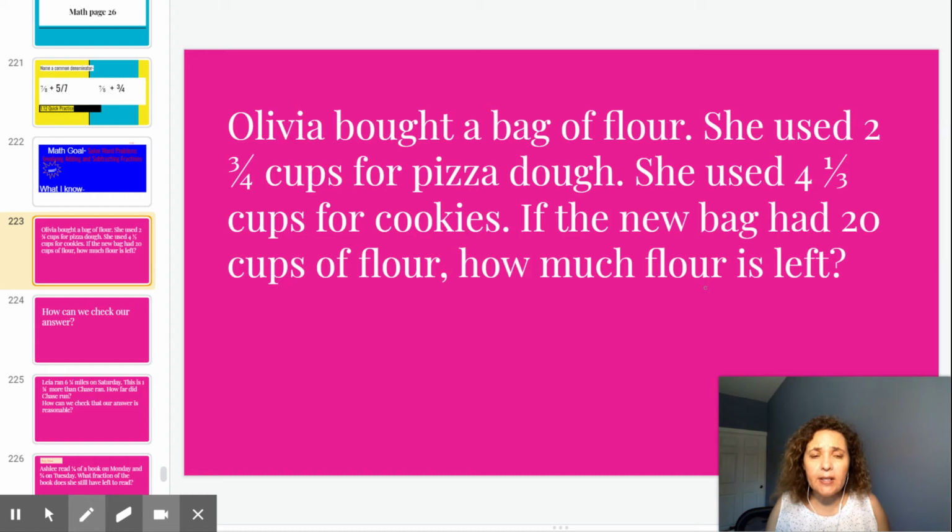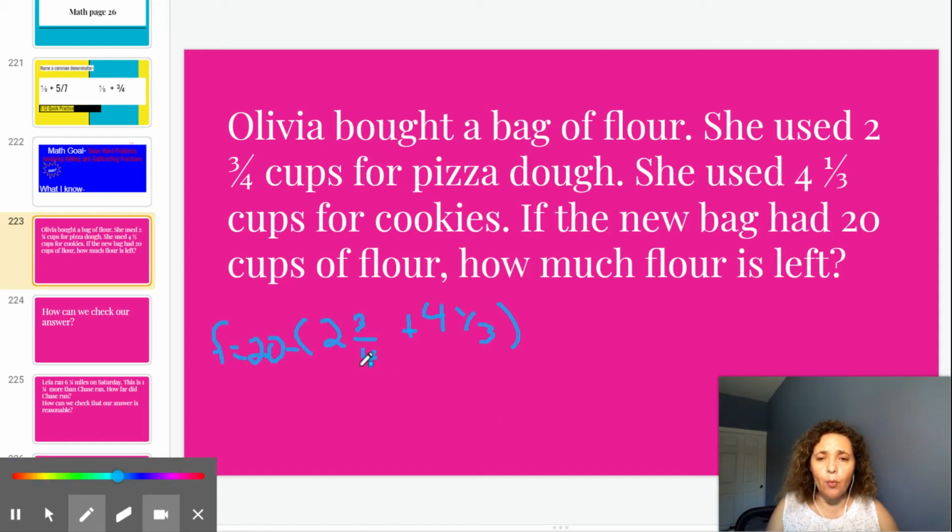All right, so if you said it's a double operation, you are correct, right? Because first of all, we got to find out how much she used. She used 2 3/4 cups for dough and 4 1/3 cups for cookies. So that's how much she used. I need to combine those, right? If I'm combining, I'm adding. So I wrote my addition in parentheses because I have to do that first. It's 2 3/4 plus 4 1/3, and whatever's in parentheses you have to do first. So that's how my equation would look.